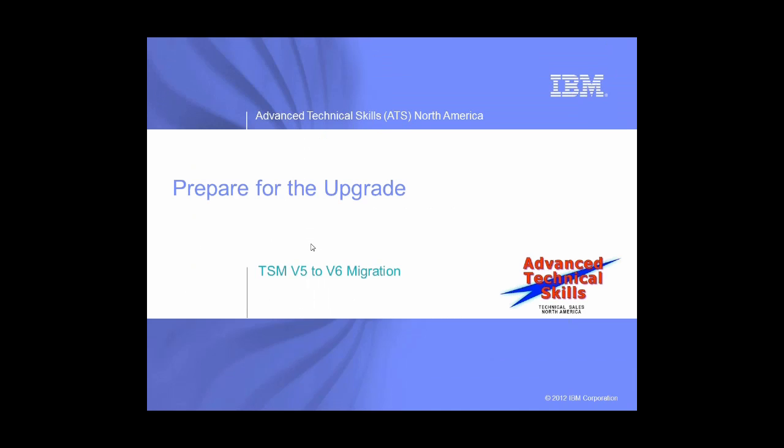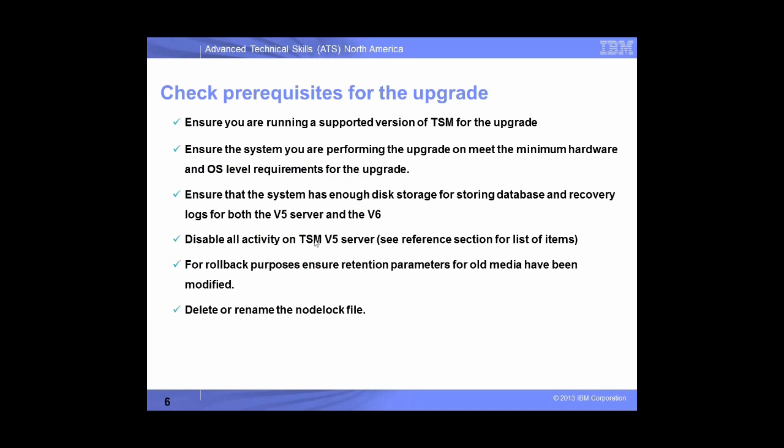So one of the first things we've got to do for this is prepare for the upgrade. These are some steps that we're going to have to take to ensure that our system is capable of handling the upgrade, as well as give us the ability to roll back if needed. So obviously the first thing you're going to want to do is make sure you're running a supported version of TSM for the upgrade. The minimum level is, I think, 5.3.4. So if you're not at that level, you need to get there before you begin the upgrade.